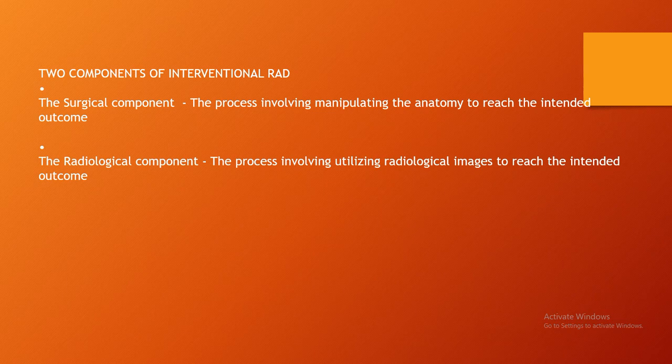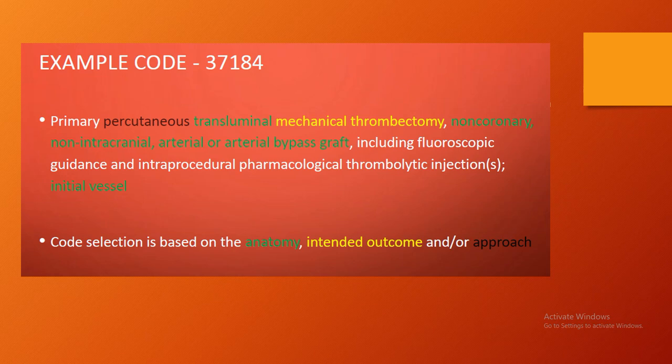In surgical components, mostly in vascular, we will have 3000 series or 30,000 series codes related to arteries and blood vessels. And for the radiological component, mostly we will use the 7000 series or 70,000 series from radiology. Next, this is one example for IVR coding.